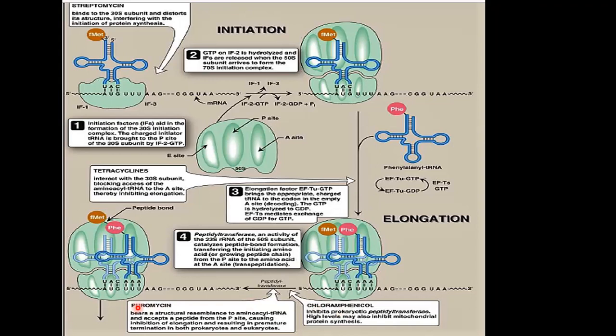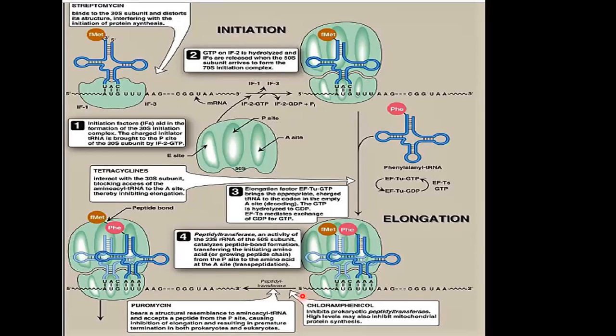Then we have another drug known as puromycin, which bears a structure similar to an amino acid transfer RNA. More accurately speaking, it is similar to the tyrosinyl transfer RNA, and by doing so, it will be incorporated into the growing peptide chain, and it will cause premature termination.